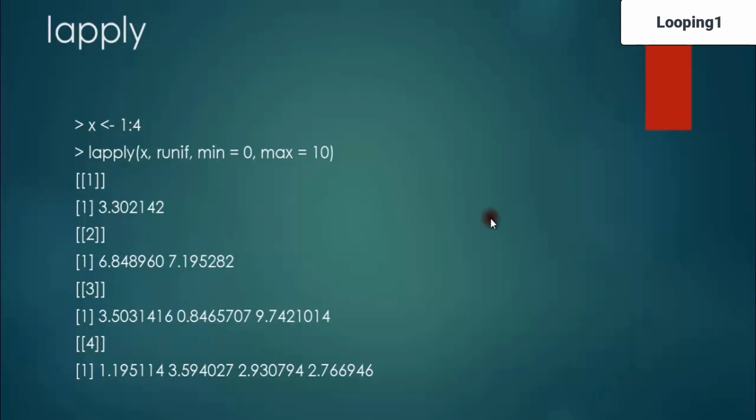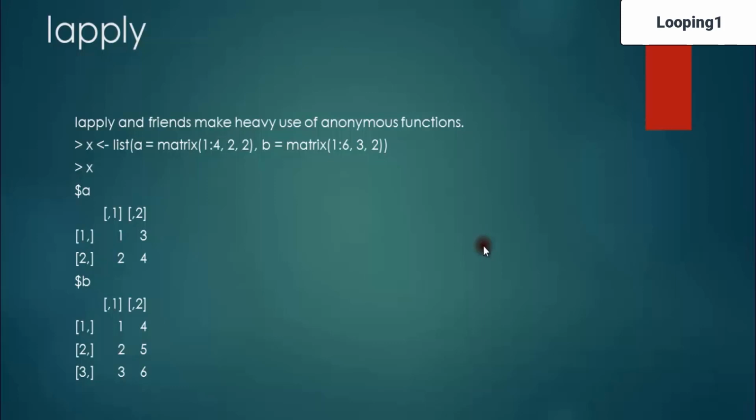Now moving on, lapply and friends make heavy use of anonymous functions. You can create multiple functions, and when you want a function to run over a matrix or each and every element of the list, it will run. Let's say I'm creating a list where the basic elements are two matrices. The first is a matrix of 1 to 4 with 2 rows and 2 columns, and the second is a matrix of 1 to 6 with 3 rows and 2 columns. When I create this, you will find the matrices 1 2 3 4 and 1 2 3 4 5 6. So what do you want to do with this lapply?